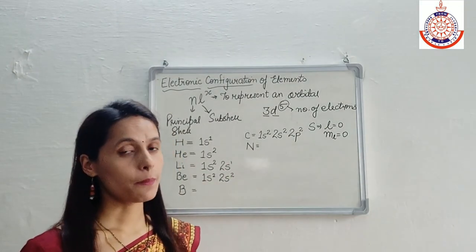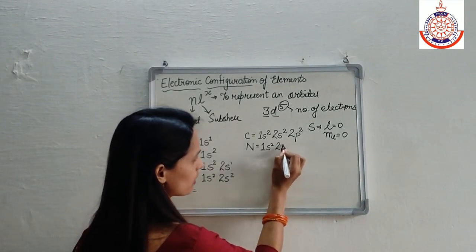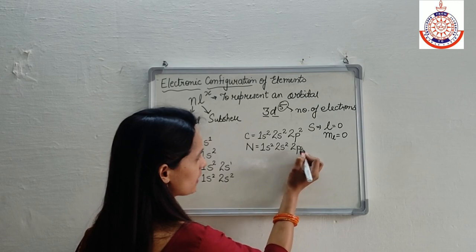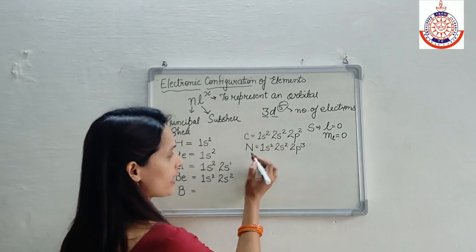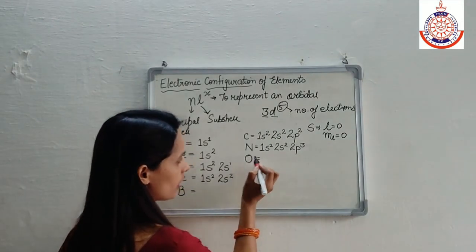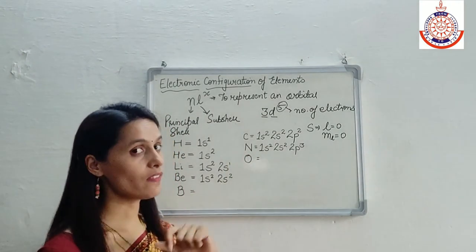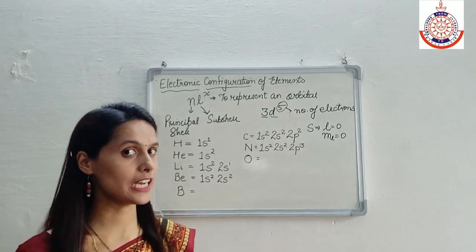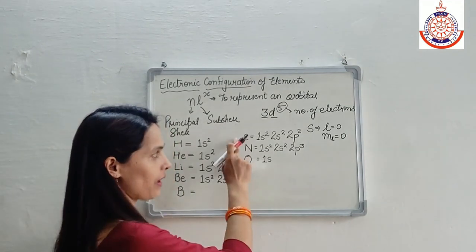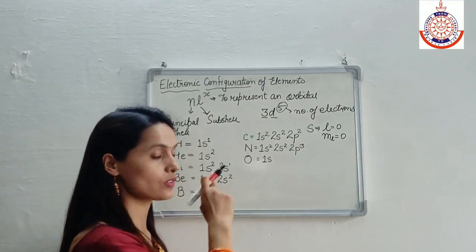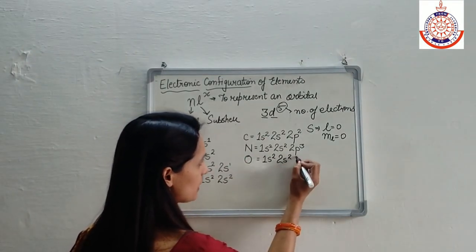Nitrogen. In nitrogen, the number of electrons is 7. So the configuration becomes 1s2, 2s2, 2p3. Next is oxygen. In oxygen, how many electrons do we have? We have 8 electrons. In carbon we have 6, in nitrogen we have 7, in oxygen we have 8. So 1s2, 2s2, 2p4.